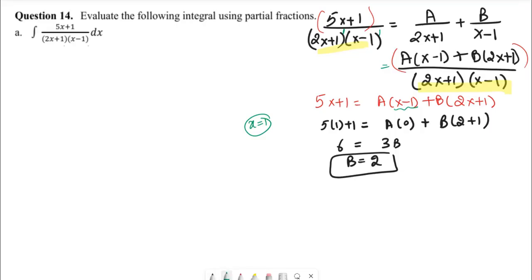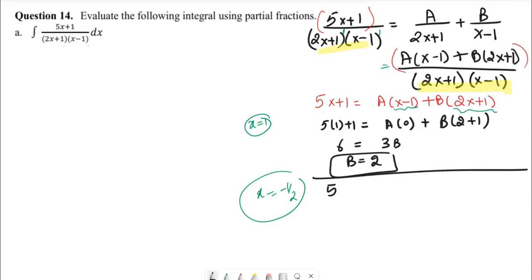Now, this is also true for all x values. So this should also be true for, say, x equal to negative half. Where did I get that from? By putting the second factor equal to 0. So 5 times negative half plus 1 is equal to A times (negative half minus 1) plus B times (2 times negative half, which is negative 1, plus 1). So this is going to just become 0.